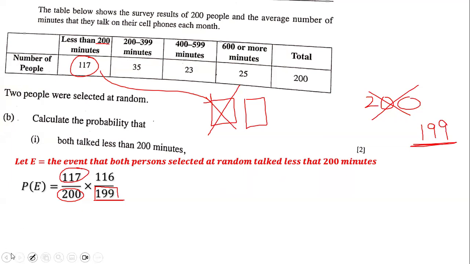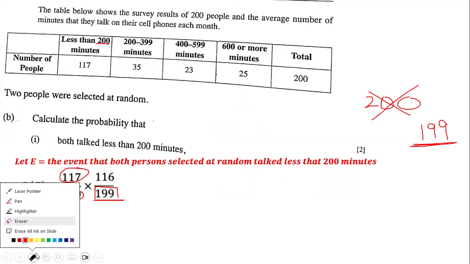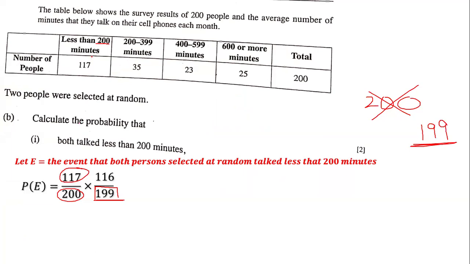Something else to consider: remember we had 117 people in the less than 200 minutes group. The problem is we already selected one person from this group, because they said that both talk less than 200 minutes. So the first person we selected came from this group, and that means we only have 116 people left from this group. That's why we have 116 here.